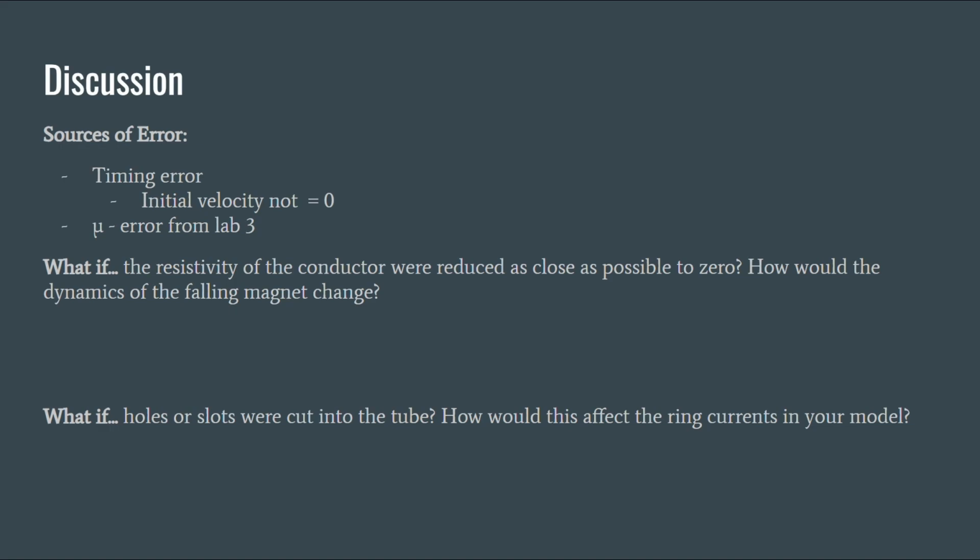What if holes or slots were cut in the tube? How would this affect the ring currents in your model? There would not be full ring currents induced because there would not be a complete circuit, so the magnet would fall faster as there could not be complete circuits through.